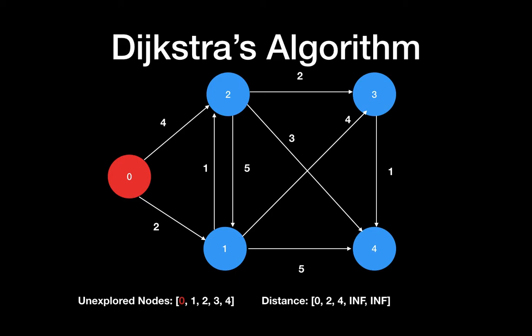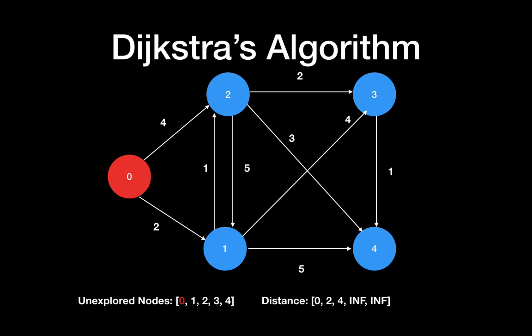In our list of unexplored nodes, we are going to label it as red, which means I have visited it. And we are going to look at all the nodes which I can visit from this node. The nodes that I can visit from this node are node 1 and 2. The distance from source to source is 0, so I will update the distance for vertex 0 as 0, for vertex 1 as 2, and for vertex 2 as 4.